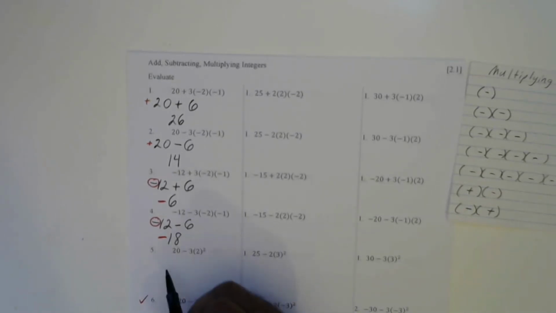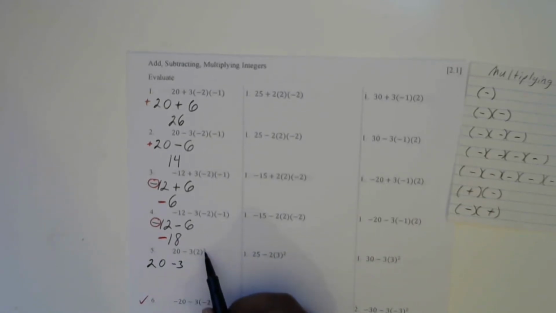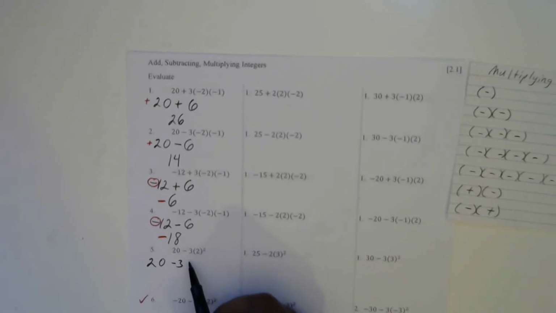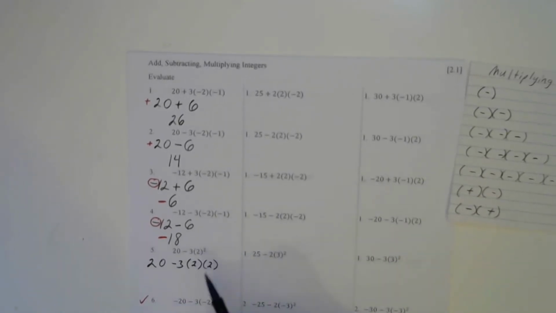Next, we have 20. And then we have a negative 3. But the 2 has a power here, so we're going to expand this right here. So we're going to expand this into a 2 and another 2. Remember, the exponent tells you how many times to write the bottom number, which is the base, with multiplication. Okay, so let's continue to write 20. And let's start multiplying these numbers here.